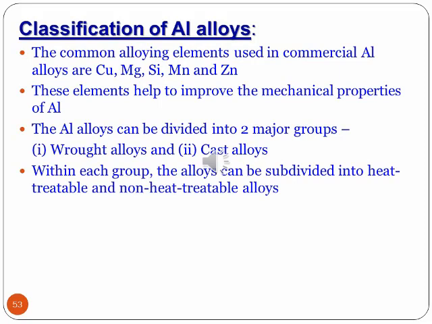So, classification of aluminum alloys. Common alloying elements used in commercial aluminum are copper, magnesium, silicon, manganese and zinc. These elements help to improve the mechanical properties of aluminum. Aluminum alloys can be divided into two major groups, that is wrought alloys and cast alloys. Within each group, the alloys can be subdivided further into heat treatable alloys and non-heat treatable alloys.